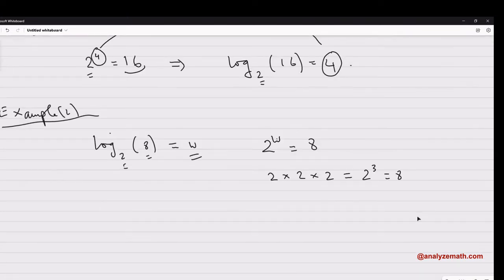So this is 2 to the power 3 equal to 8. In fact, we can just write here 2 to the power W equal to 8, and 8 is equal to 2 to the power 3. So when you compare this with this, what do you say? You say W equal to 3. So we go here and we say log 2 of 8 is equal to 3.